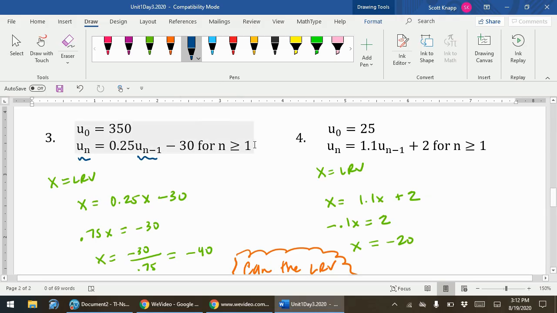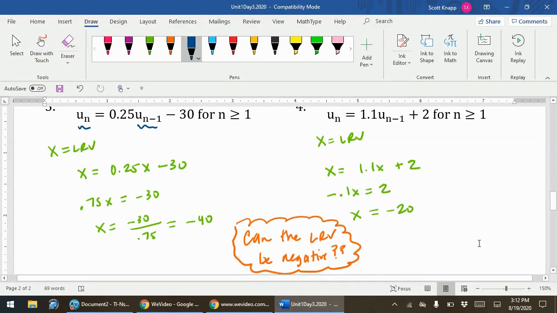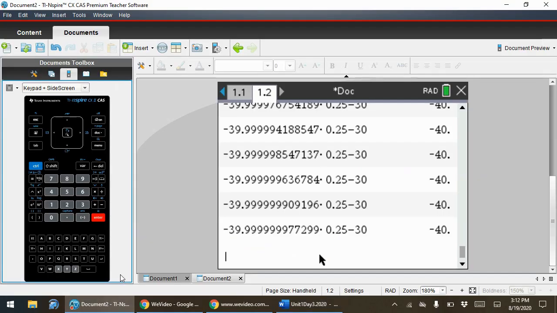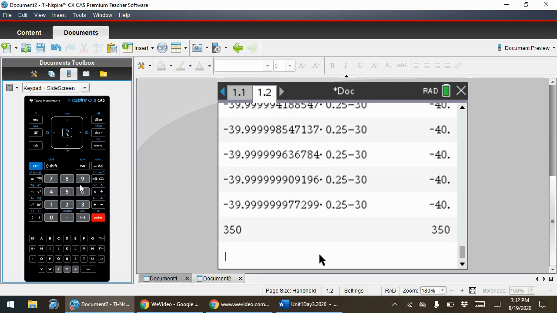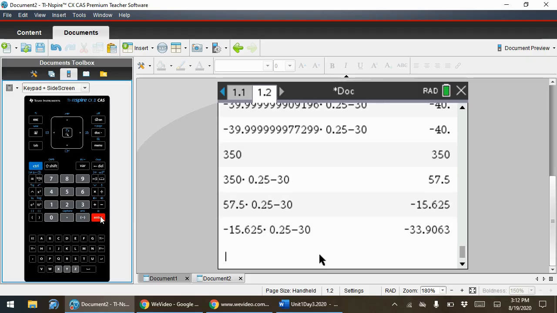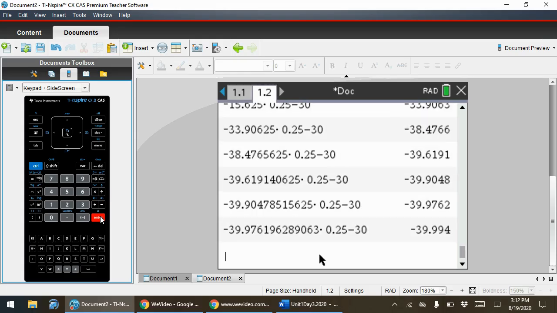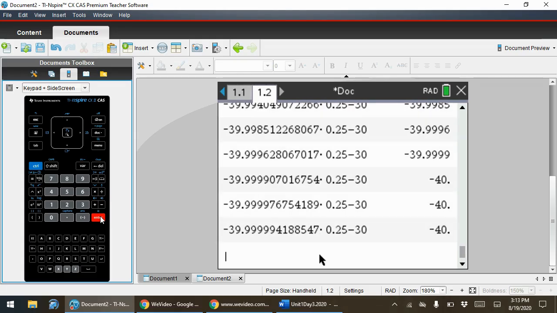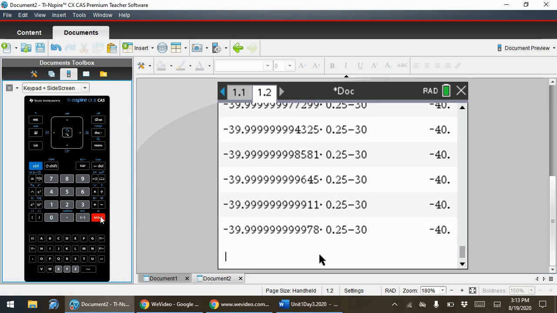So that kind of got me thinking the first time I did this, can the long run value be negative? Okay, well, let's try it out in our calculators here and just make sure. Okay, so if I come to my calculator and I put in my first term, which is 350, and I press enter, and I multiply by 0.25, and then subtract 30, am I going to level off? Well, it sure looks like I'm going down. The sequence is decreasing. And if I keep clicking, yeah, it does level off at -40. So that one definitely looks like it's correct. So number 3, I think the long run value could be -40.